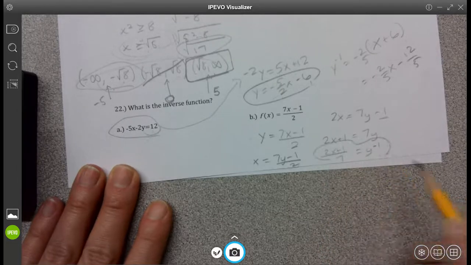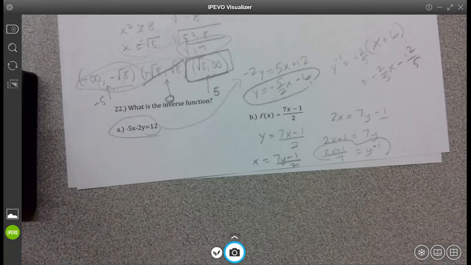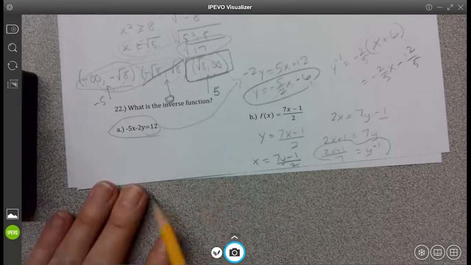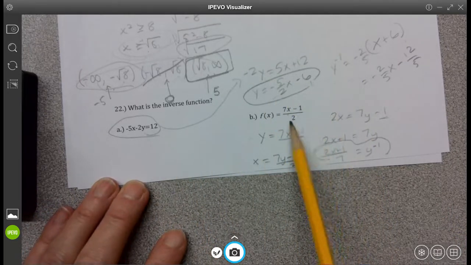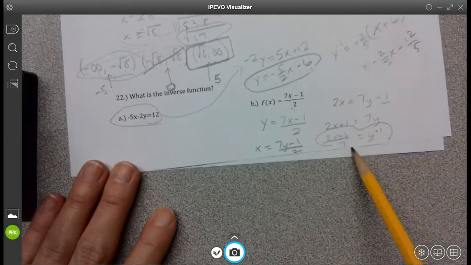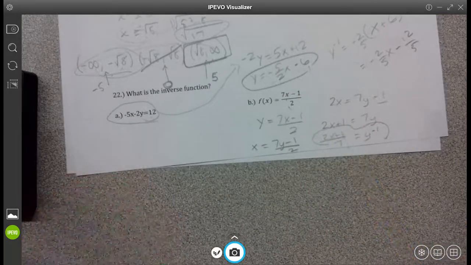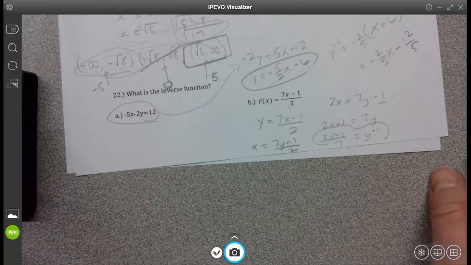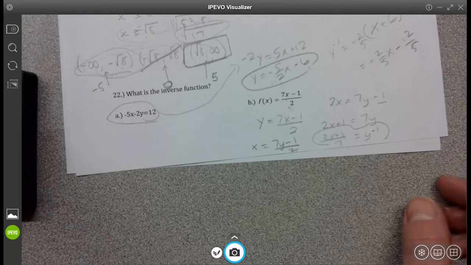That's the inverse. Another way is if you weren't sure, take a number and plug it in. If I plug in 2, I'll get 6.5. Then take 6.5, put it in the inverse, I should get 2. So again, if that one's a tricky one for you, write that one down.